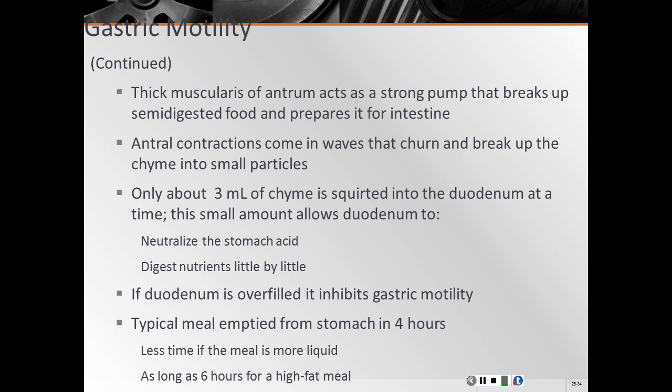Okay. Now when the waves reach this pyloric sphincter, it squeezes the sphincter shut, and the chyme that does not get through turns back into the antrum. Those that don't get passed through stay back in that antrum area until the sphincter reopens and it's squirted right out into the duodenum. Receiving only small amounts of the chyme at a time allows the duodenum to neutralize the stomach acid and digest the nutrients a little bit at a time. Now a typical meal is emptied from the stomach in about 4 hours.